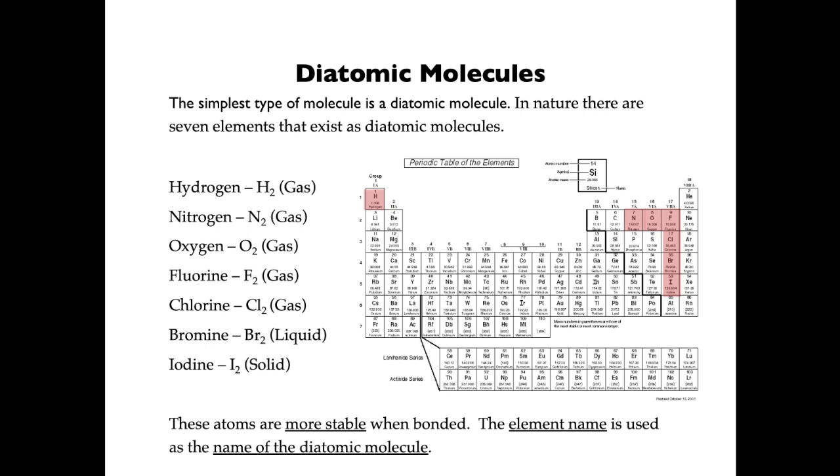One helpful reminder is that you can see that 6 of our 7 elements form the shape of a 7 on the periodic table. These particular elements just happen to be more stable when 2 of their atoms are bonded together. And we use the element name as the name of the diatomic molecule. So typically if someone says hydrogen, especially if they say hydrogen gas, they mean the H2 molecule.